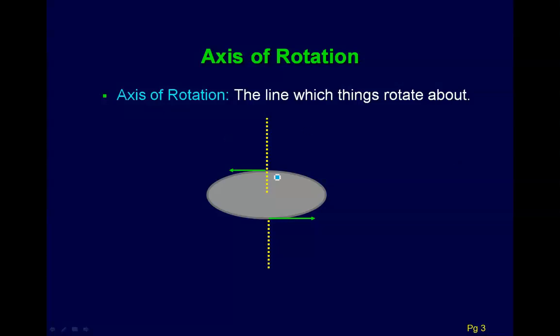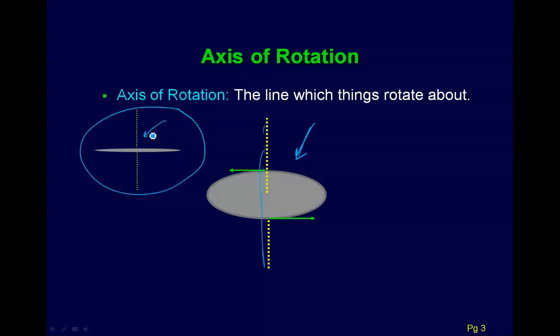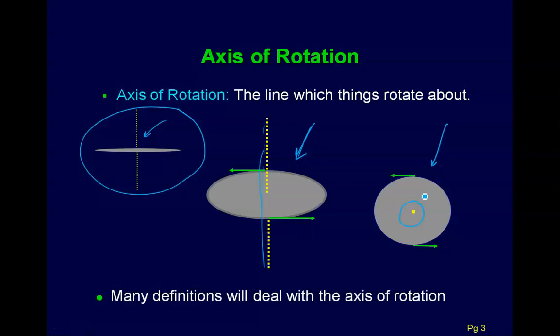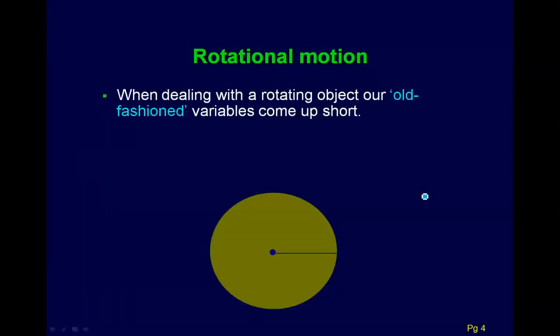So it's sort of a simple idea, but it can be tricky in practice, and so I just want to go over it. So here's a gray disk rotating, and this yellow dotted line is the axis of rotation. We can view it here, where it's basically head on. The disk looks really skinny, and this looks like a little yellow dotted line. We can also look at sort of a bird's eye view here, where the axis is just a little dot. Okay, so you've got to be careful, but all of our definitions will deal with the axis of rotation.